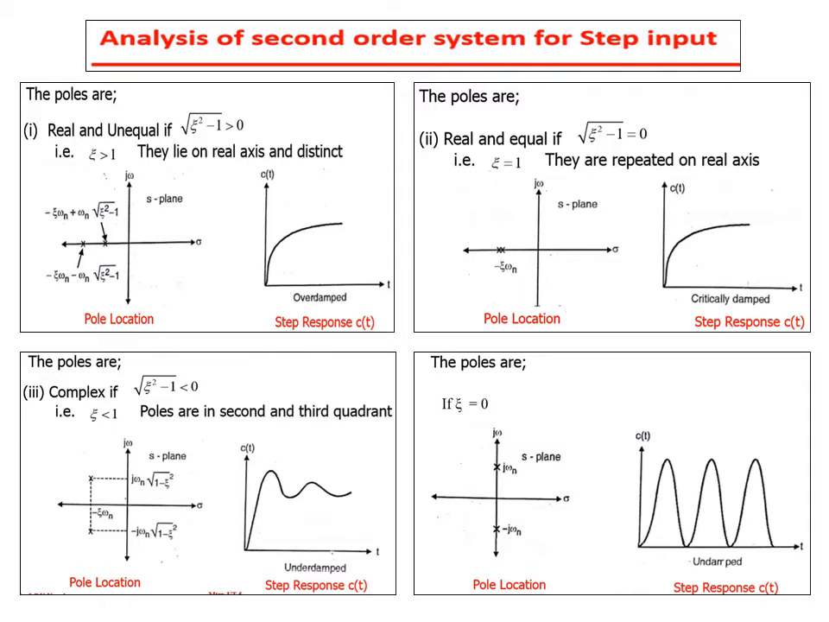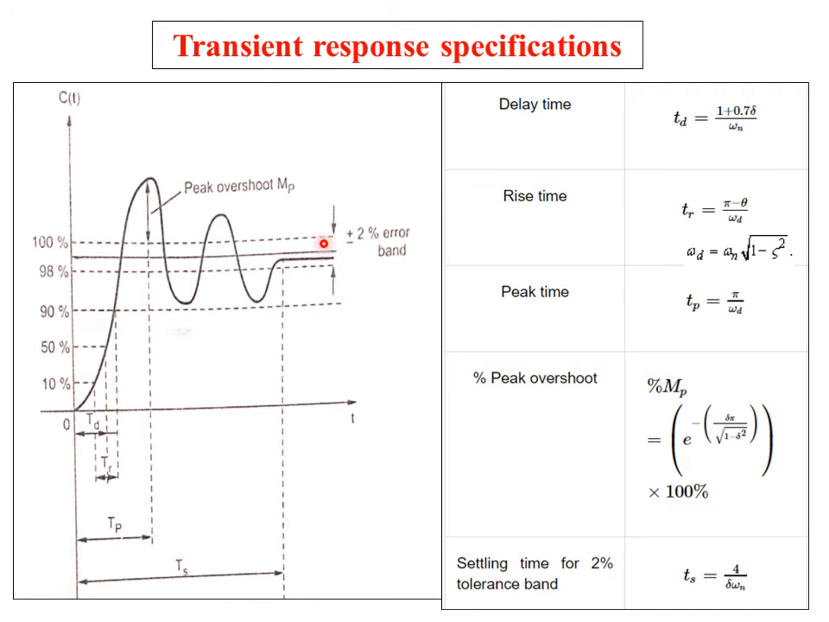So the analysis of the second order system for the step input consists of four parts. The system may be under damped, over damped, critically damped, or undamped. The main aim of the controller is to reduce this fluctuation and to reduce the error band. In the transient response, there are certain times: delay time, rise time, peak time, peak overshoot, and settling time.